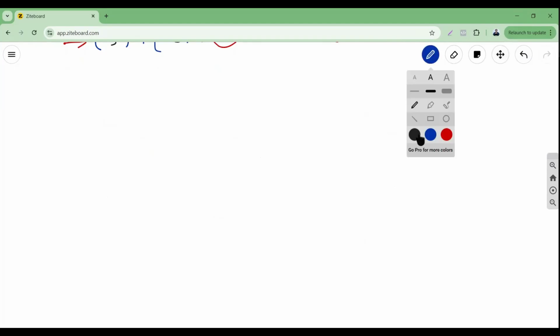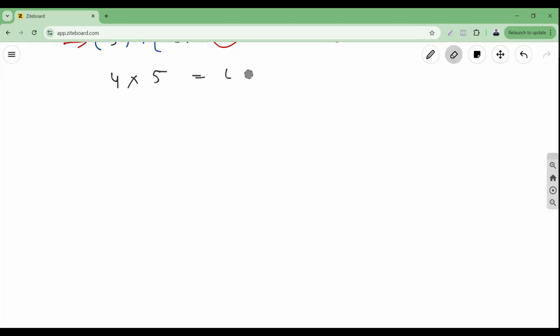Let's take two numbers, for example, 4 multiplied by 5. What is the meaning of this? The meaning of this is 4 times 5. 4 times 5 is getting added. That means 5 plus 5 plus 5 plus 5. That's the meaning of 4 times 5, and that is how we get 20.